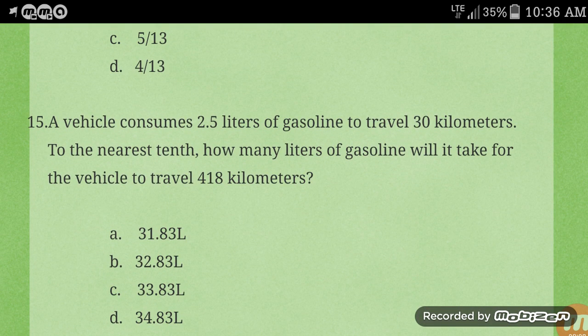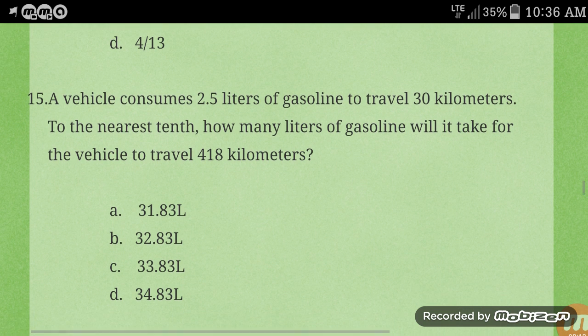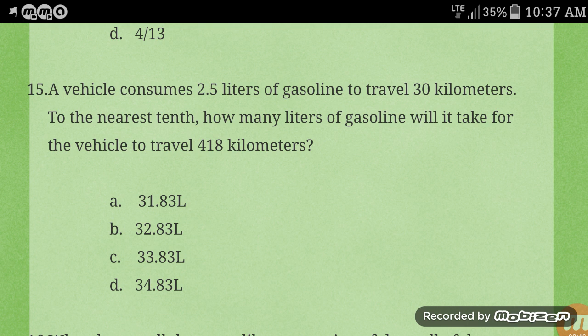Next one. A vehicle consumes 2.5 liters of gasoline to travel 30 kilometers. To the nearest tenth, how many liters of gasoline will it take for the vehicle to travel 418 kilometers? This is a ratio and proportion problem. We have 2.5 is to 30 equal to x is to 418. So you multiply 2.5 times 418 divided by 30. The answer is letter D, 34.83 liters. You need 34.83 liters to run 418 kilometers if the rate of 2.5 liters for 30 kilometers is maintained.